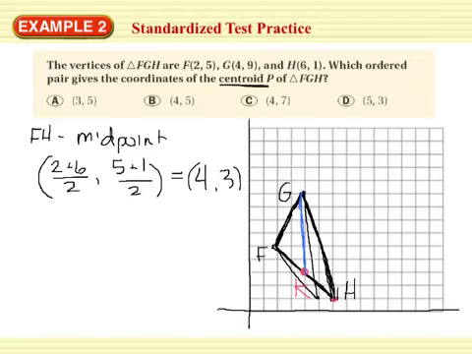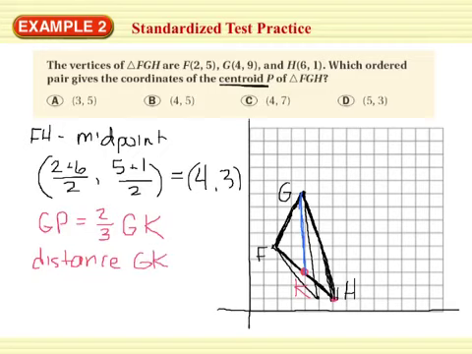So the centroid, if we call that P, from G to P is 2/3 from G to K. I said G, I wrote H, from G to K, right? The centroid is 2/3 of the distance from each vertex to the midpoint of the opposite side. So let's do the distance. What is the distance of GK?